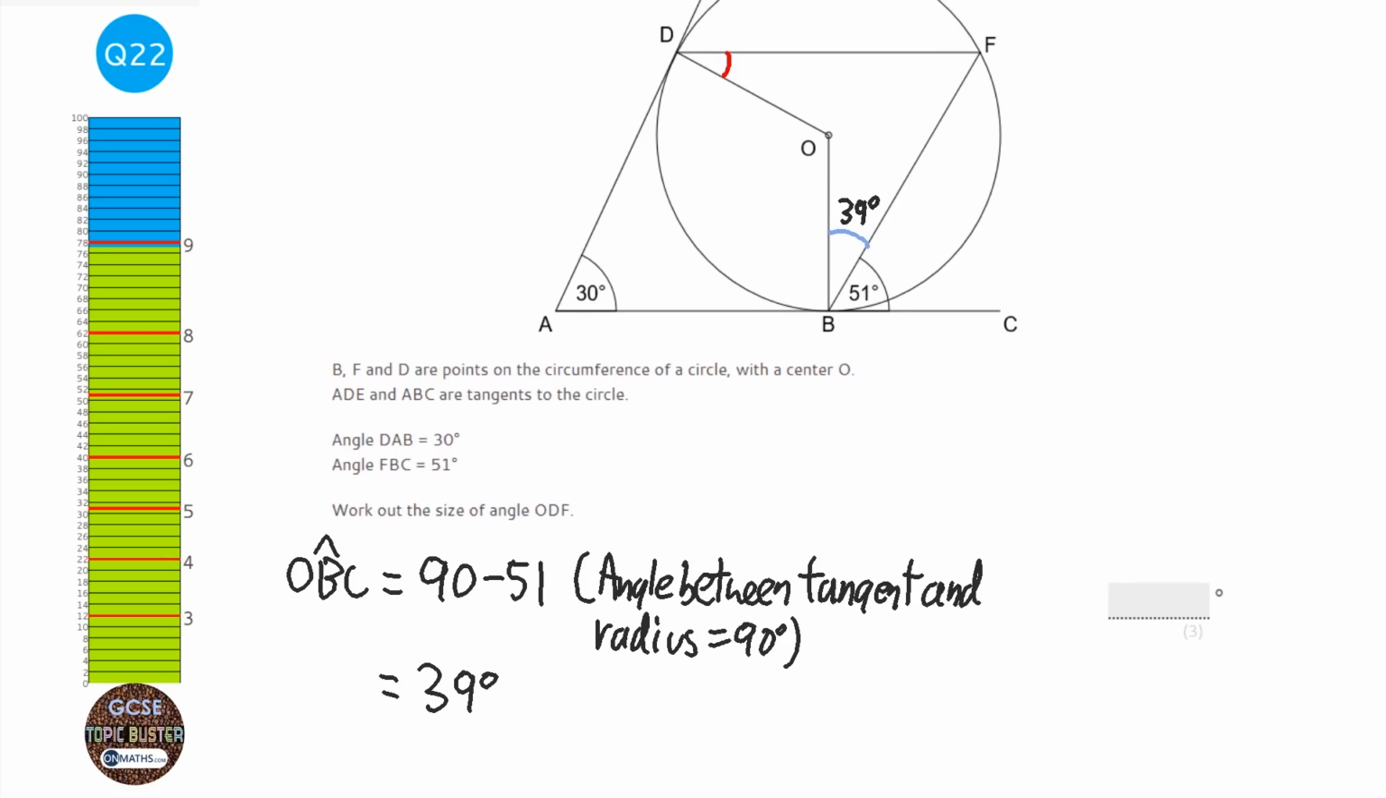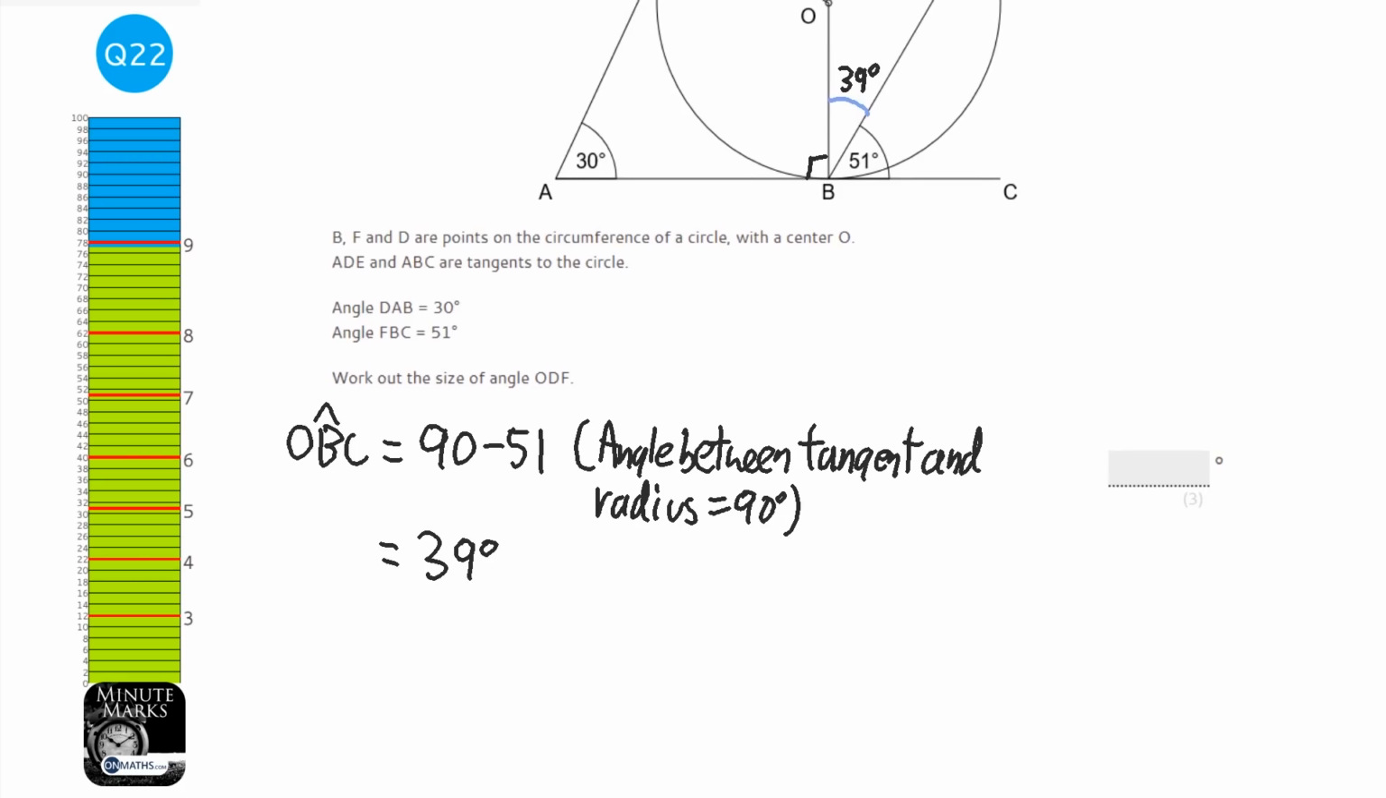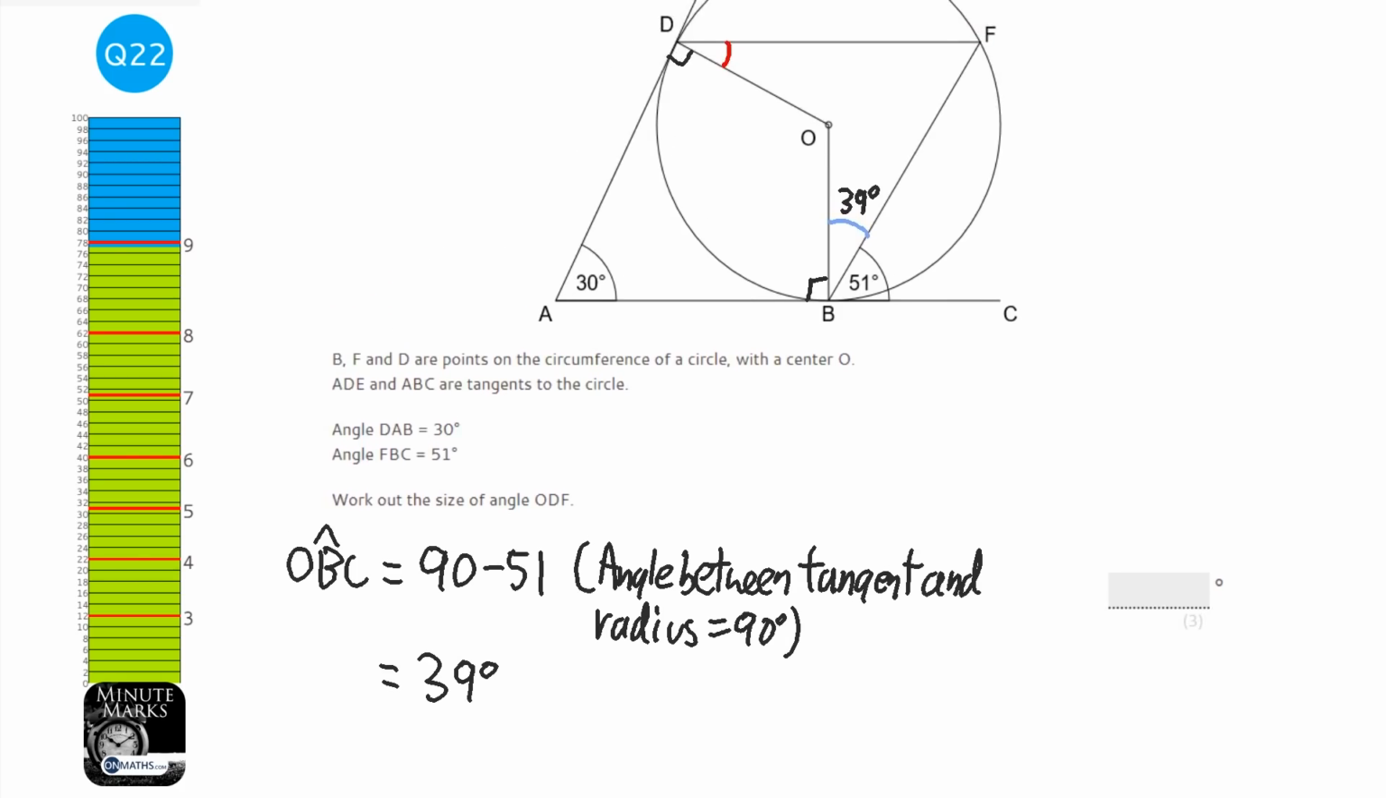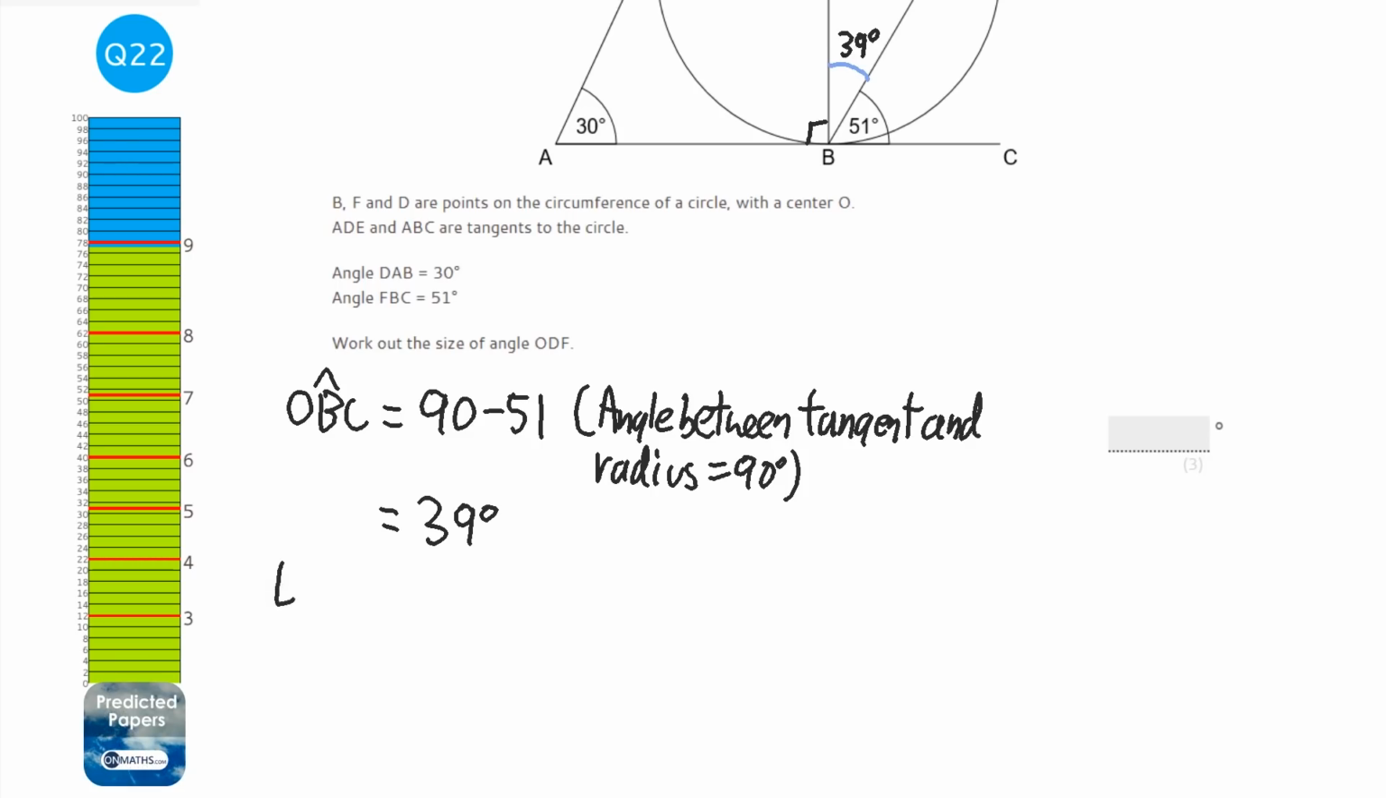So I also know, let's have a look what else I can work out. Well, that's also 90 degrees, and that's also 90 degrees. And ADOB is a quadrilateral. So we can work out which angle we're going to pick next. Well, let's pick this angle here next. So what's that? DOB. So angle DOB is going to equal 360 take away 30 plus 90 plus 90.